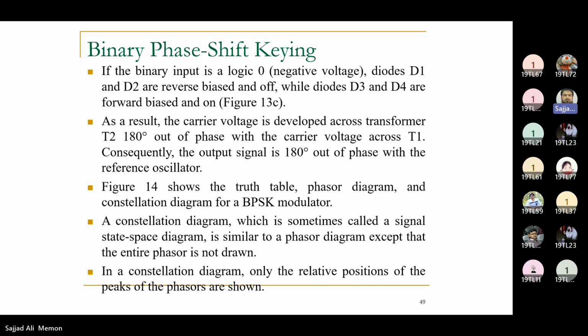Constellation diagram, which is sometimes called a signal state space diagram, is similar to a phasor diagram, except that the entire phasor is not drawn. So in a constellation diagram, only the relative positions of the peaks of the phasors are shown.